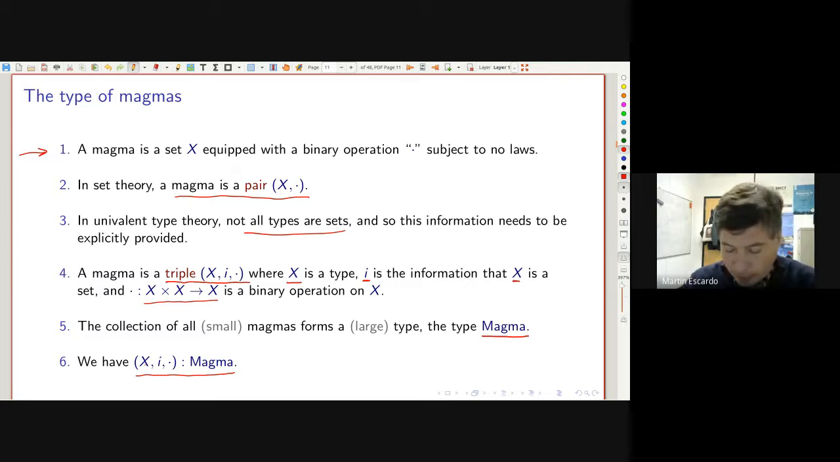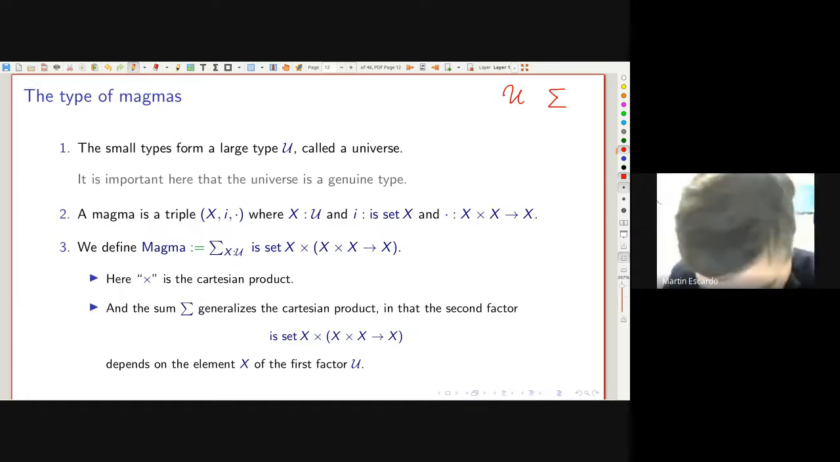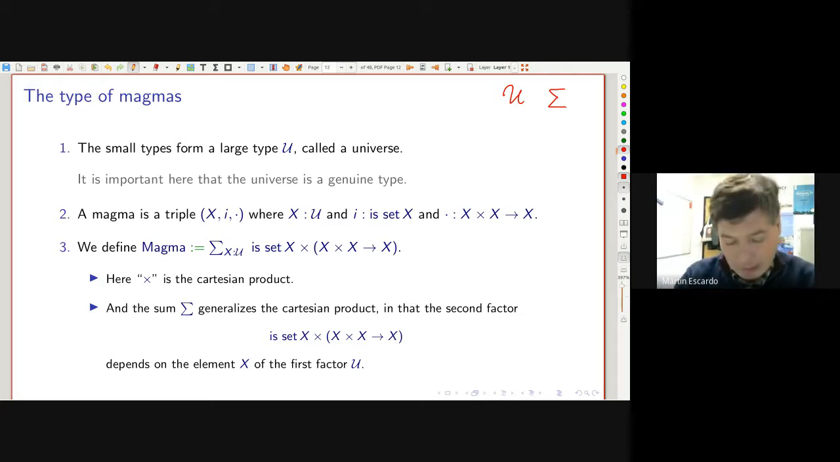So how can we define magma in type theory? Well, we need two ingredients. One is a type universe, and the second ingredient is the so-called sigma type. Let's discuss the universe first. If you take all the small types, this would include the natural numbers, the real numbers, and many other types. They are going to form a large type. So we give it a name, U, and we call this type a universe.